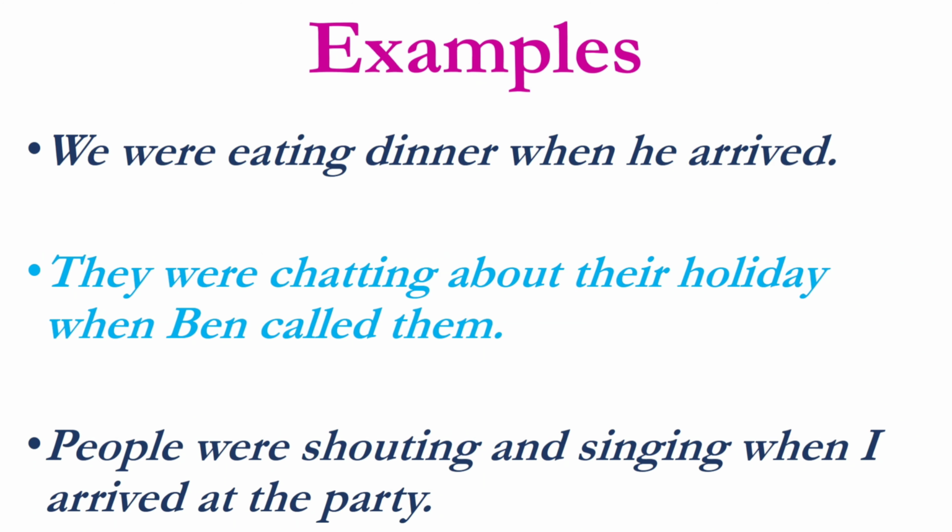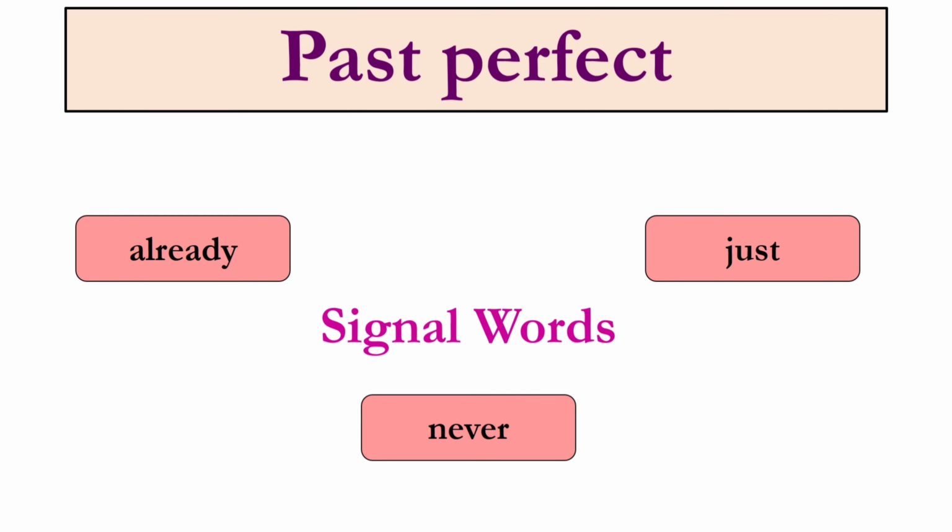The other examples: we were eating dinner when he arrived. They were chatting about their holiday when Ben called them. People were shouting and singing when I arrived at the party. The next form of past tense is past perfect.